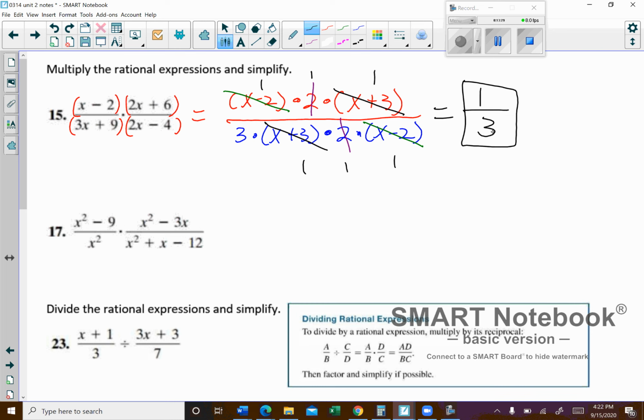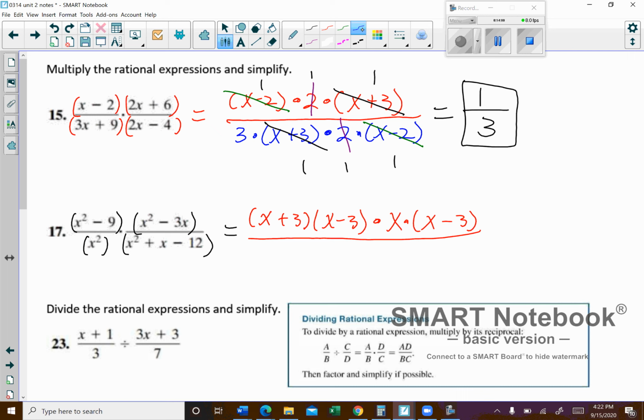Okay, looking at 17, same deal going on here, we're going to factor all these, okay? So on top, I start with the difference of two squares, so that'll be x plus 3, x minus 3, and then I can factor out an x on that second numerator, and that will leave me with x minus 3 also. So I got 2 of those, okay? And then let's see what we have going on bottom. Right here I have an x squared. If you notice, I have an x right here to the 1 power. What I might want to do with that x squared is just break it into x times x, so I can cancel one of them out in just a second.